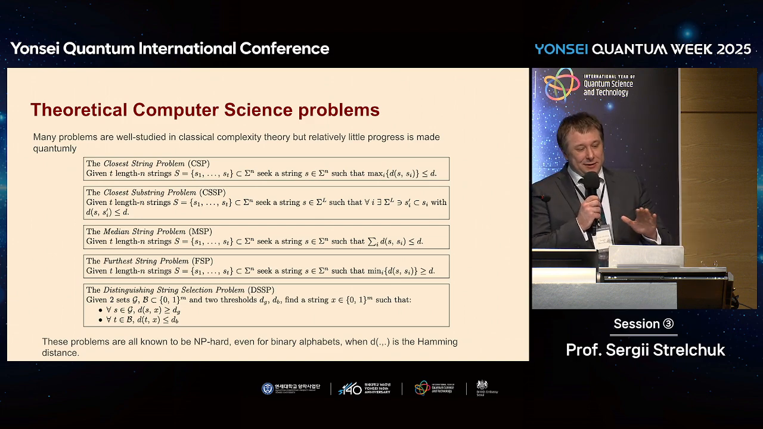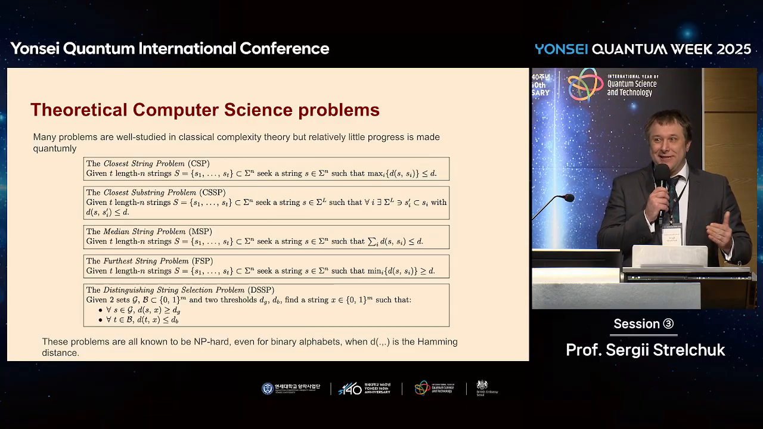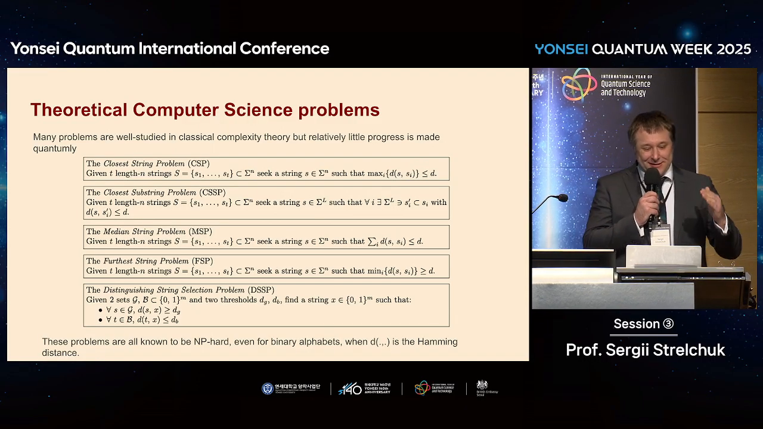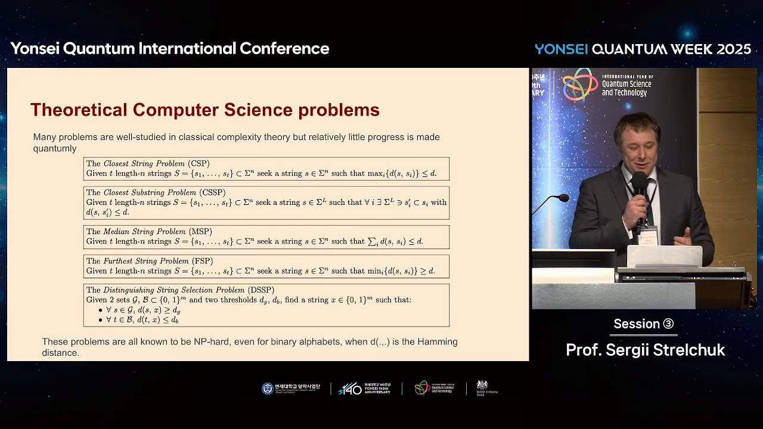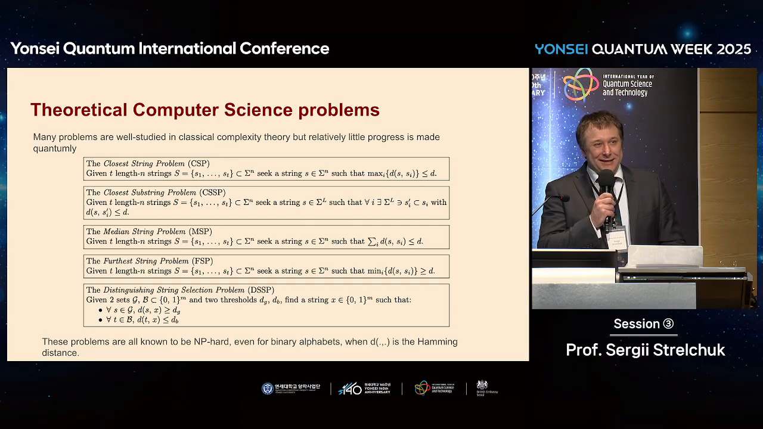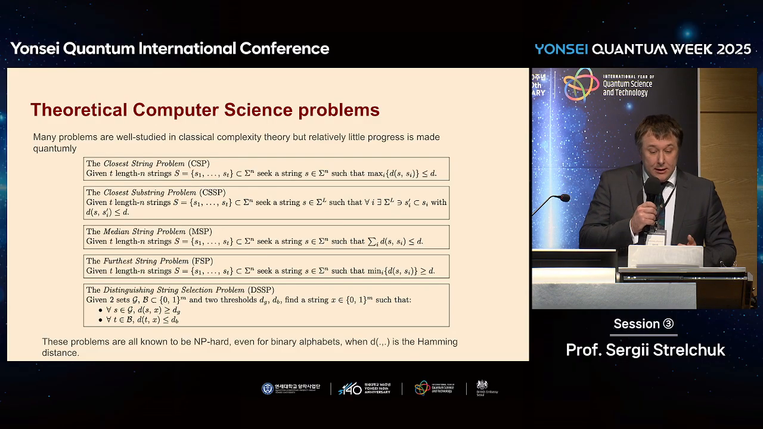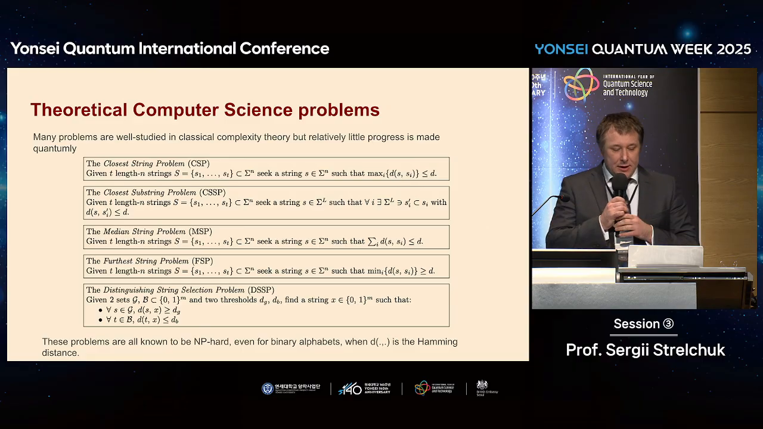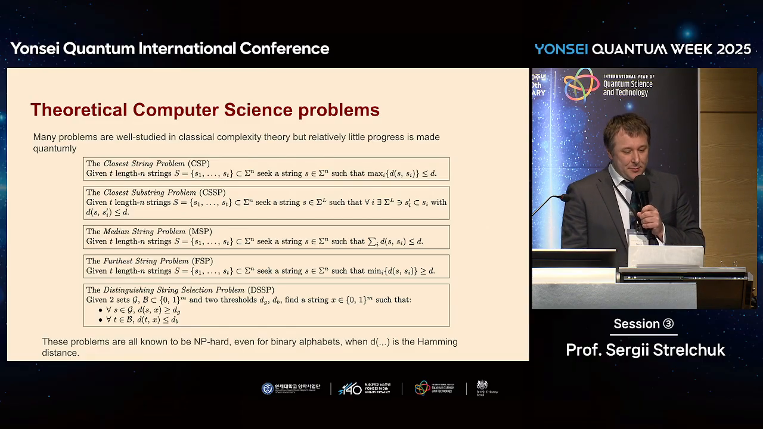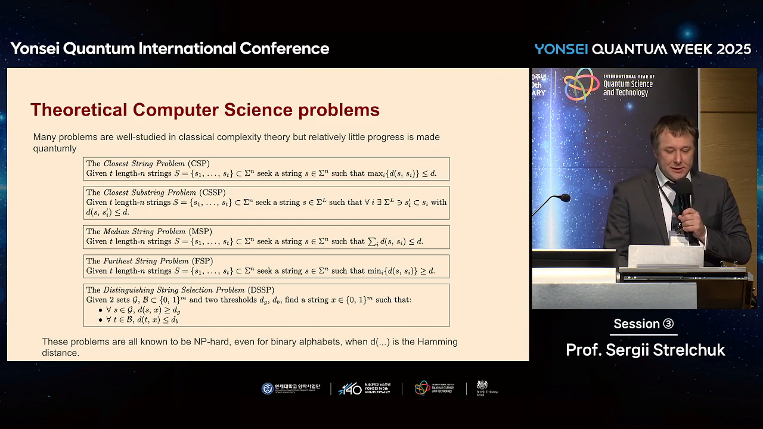The problems I listed here are in the order of being more and more esoteric. The closest string problem is perhaps the most common, and then you get all the way down to the distinguishable string selection problem, where it becomes very esoteric, for lack of a better word. All of these problems are NP hard, even for binary alphabets. But given the subtly different structure of the questions being asked, there is some possibility of having heuristics that work better for some problems, but not others.